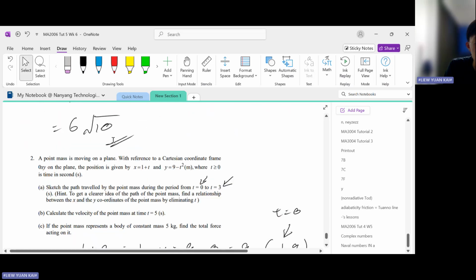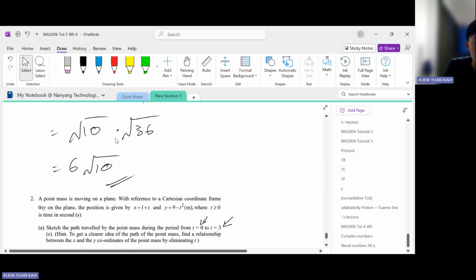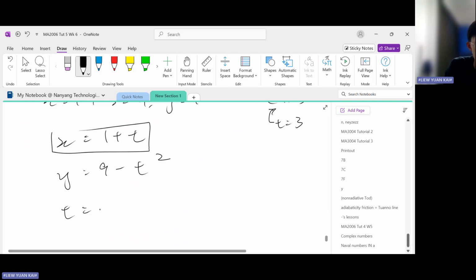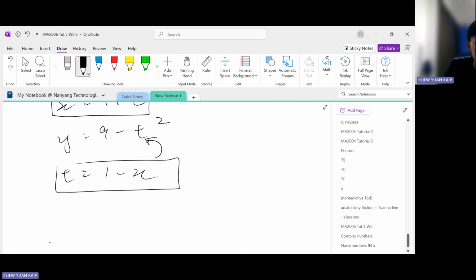Now we need to draw the path. So x is given by this equation, and y is given by this equation. From the first equation, let's make t the subject. So t is equal to 1 minus x. Then we shall substitute this t into y. So y is equal to 9 minus (1 minus x) squared. Let's expand this.